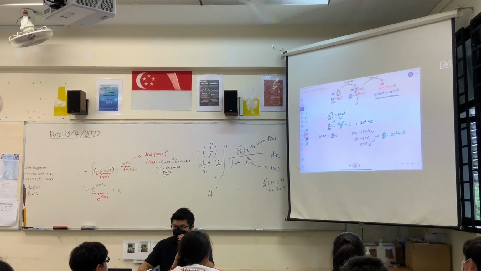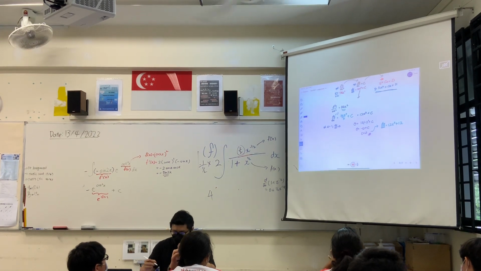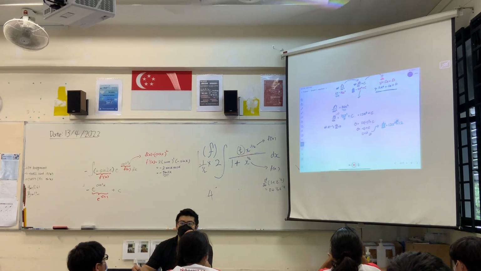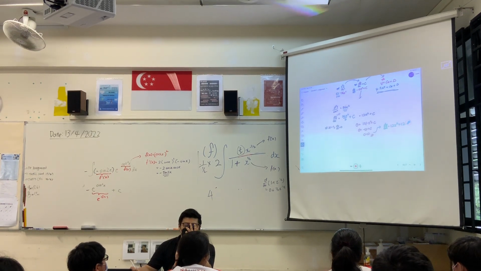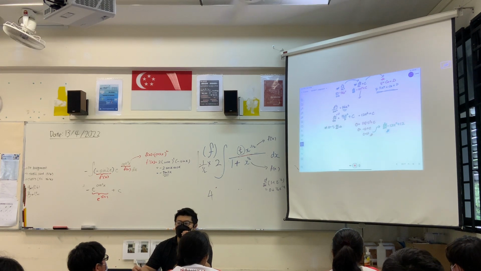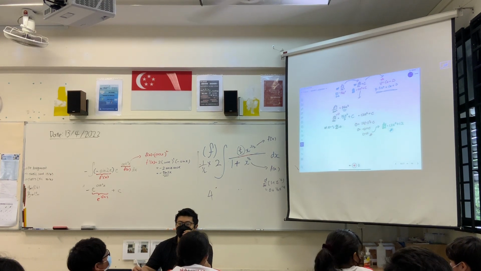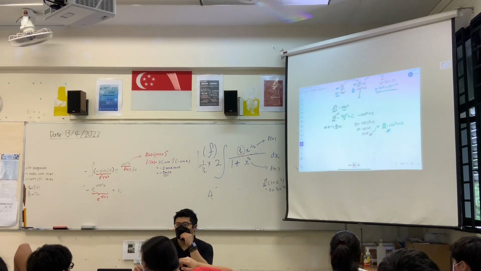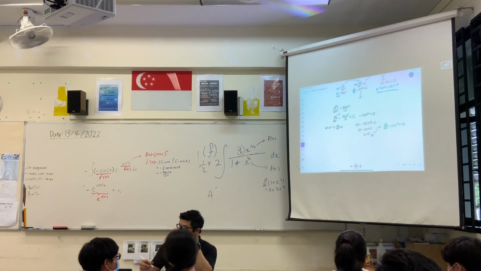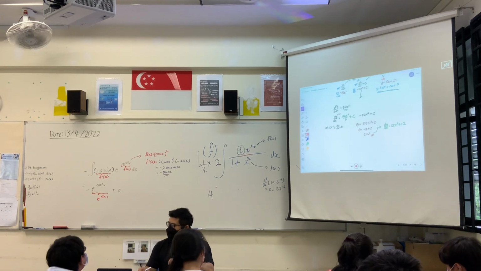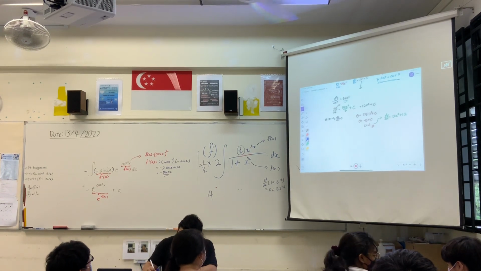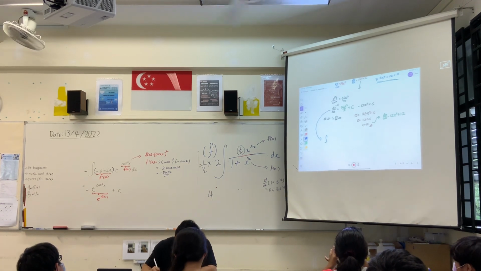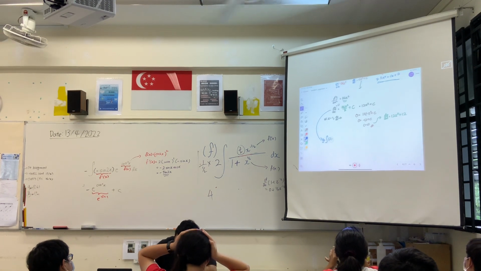So from here, how do I find the equation of the curve? I integrate this one more time. Integrate one more time. So here, integrate again. Integrate y, which equals the integral of 12x cubed plus c.